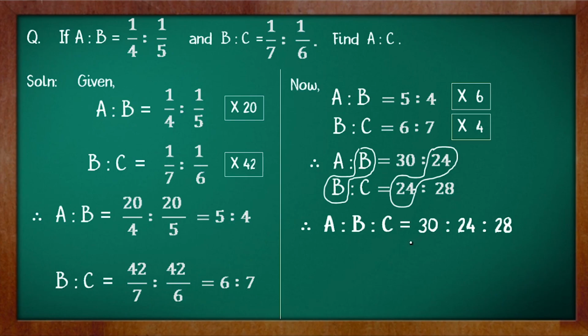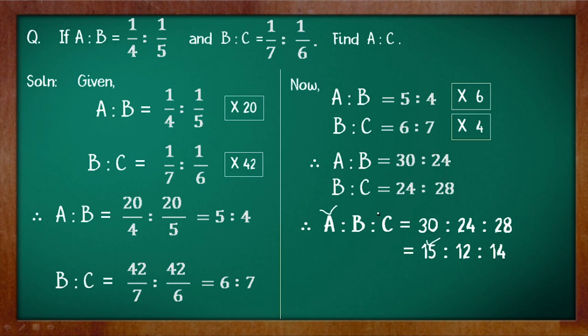Here I can see cancellation is possible. 2 fifteens are 30, 2 twelves are 24, and 2 fourteens are 28. Every time you have a ratio, you have to cancel all the terms in the ratio with the same number. Three terms are there, so we cancel with the same number. Here we are cancelling with 2. After cancellation, we get 15 is to 12 is to 14. So now we have A is to B is to C as 15, 12 and 14. What is A? It is 15, and what is C? It is 14.